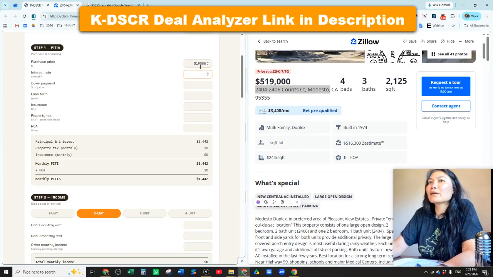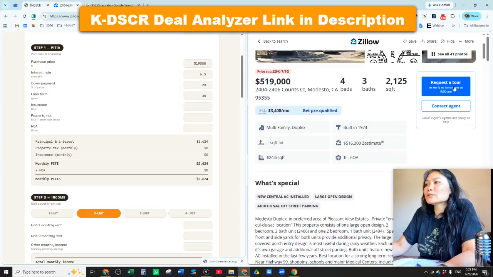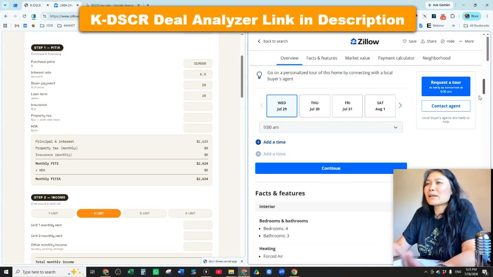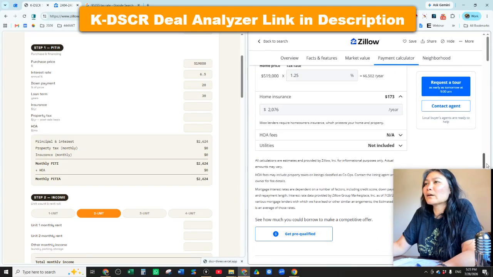Okay, we're just typing in the interest rate right now. Say 3.5, down payment 20%, assuming you have good credit. The loan term is 30 years. Insurance, if you don't know, you can estimate. At this point, we just do a quick deal analysis. Is it worth pursuing or not?